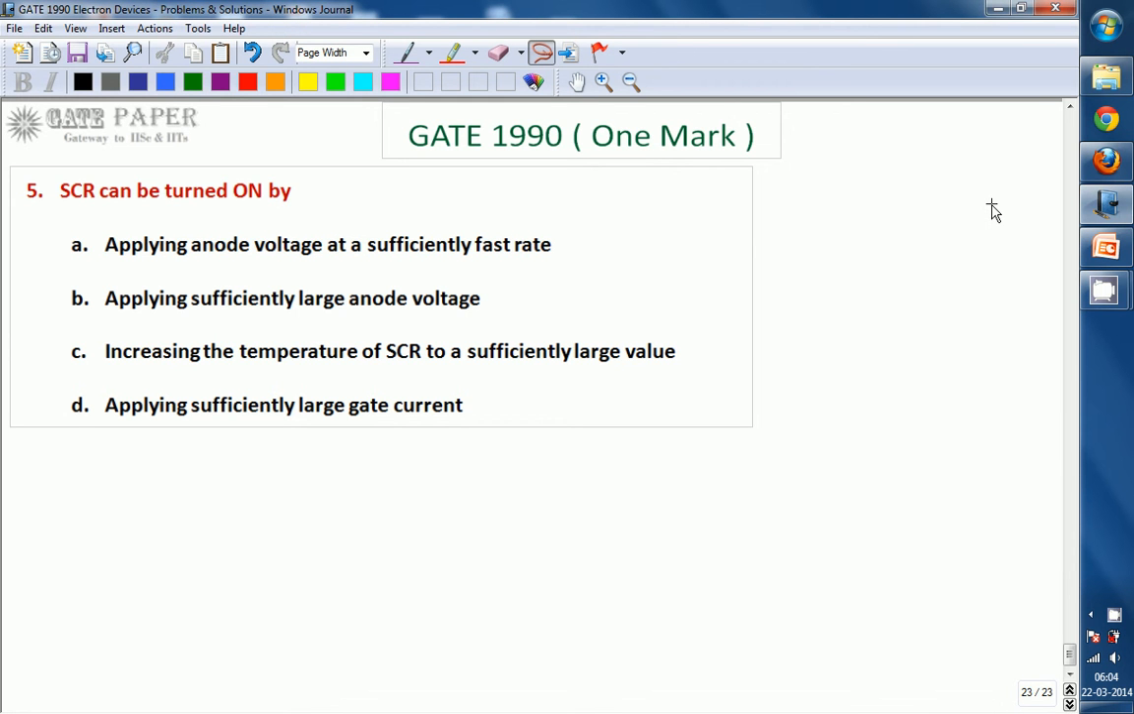Hello, we are discussing the GATE 1990 ECE paper, and this is one more question related to electronics.